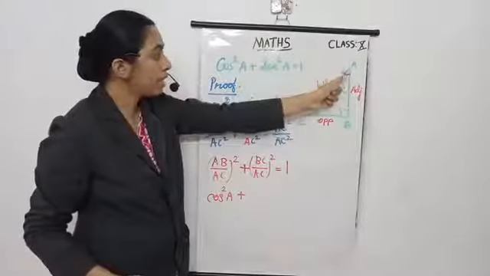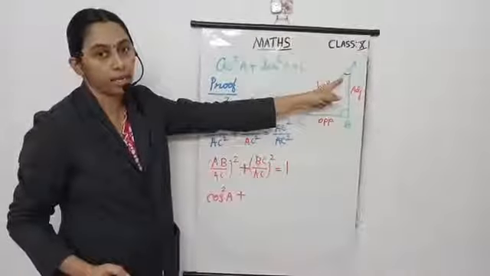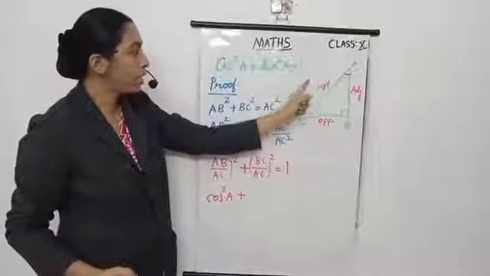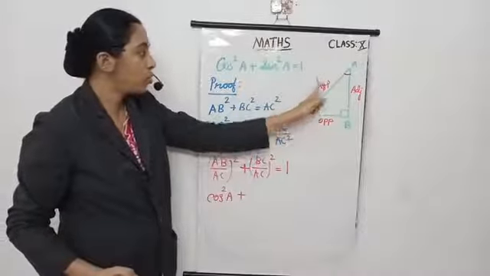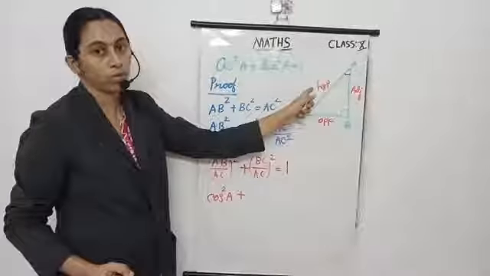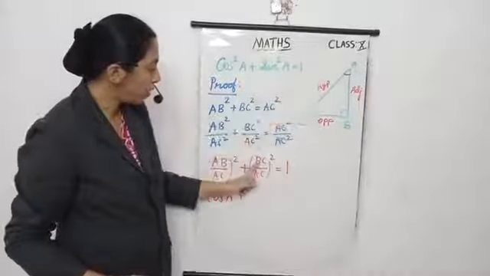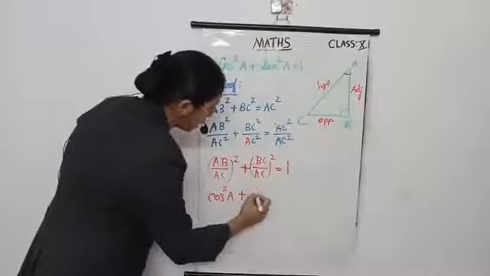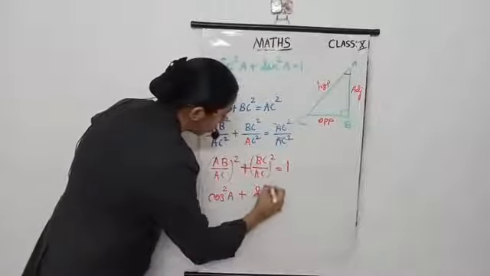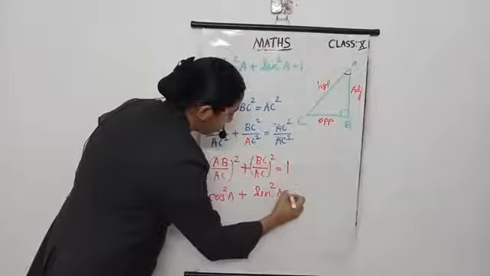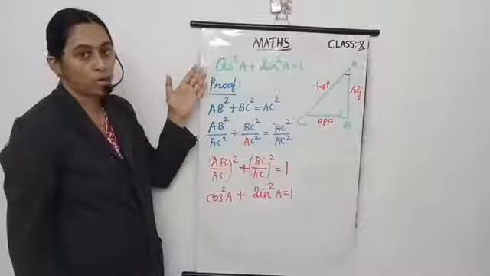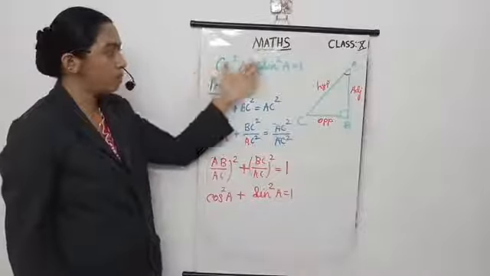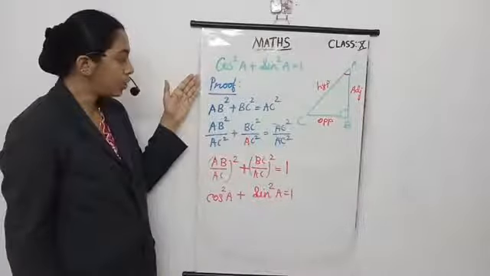With respect to angle A, this is opposite and this is hypotenuse. The hypotenuse is always the hypotenuse. So opposite by hypotenuse, that is BC by AC, that is sin. So we can write here sin square A equal to 1. Hence the proof. So that is the first trigonometric identity, cos square A plus sin square A equal to 1, and its proof.